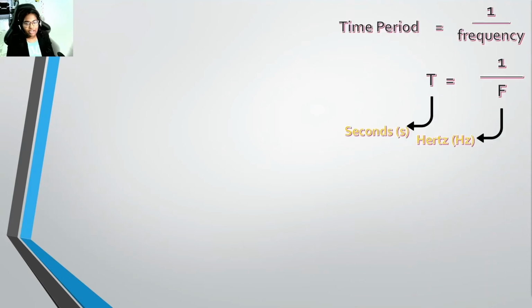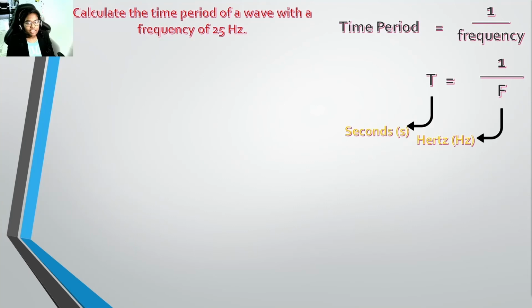Waves have time periods, and we can calculate that using this equation. Time period equals 1 divided by the frequency of the wave, where the time period is measured in seconds and the frequency is measured in hertz. Calculate the time period of a wave with a frequency of 75 Hz.